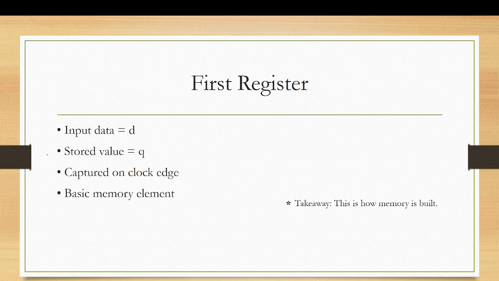Let's examine a simple register. Input data arrives on signal D. The stored value appears on Q. At every rising edge, the value of D is captured and stored in Q. That's memory, that's a register. And that's how digital systems remember information. Register is the basic building block.